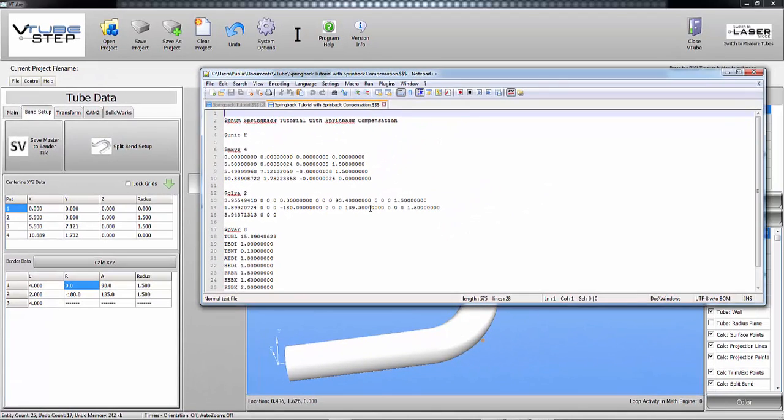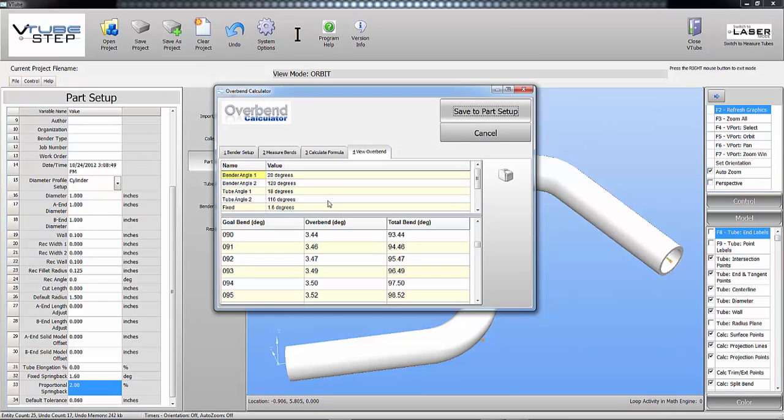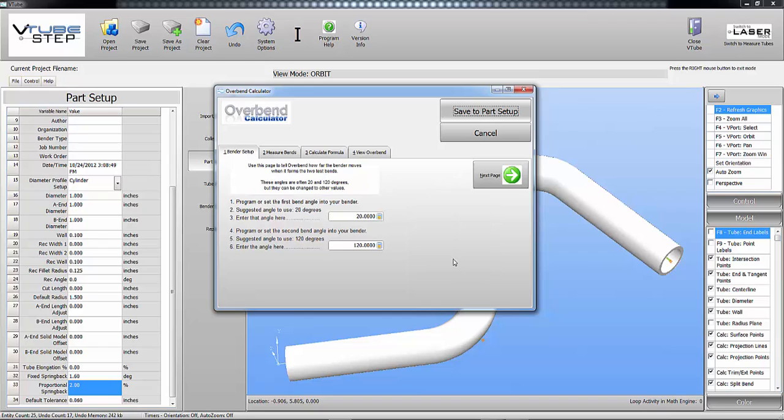So this is the way that tube fabricators can get closer to the nominal part the first time if they know the characteristics of springback in the material they're bending. So that's how you use the overbend calculator in VTube in order to compensate for springback during the setup of a part the first time.